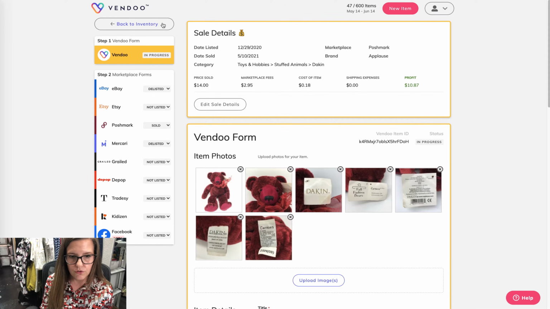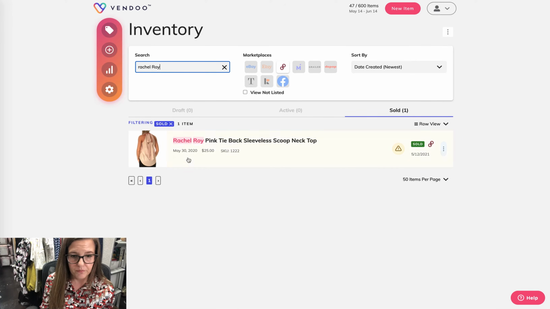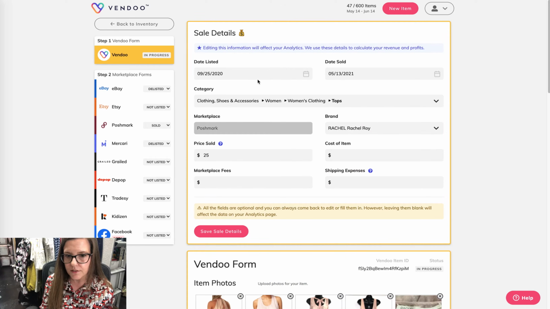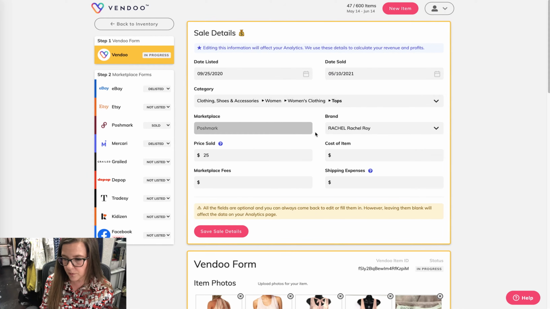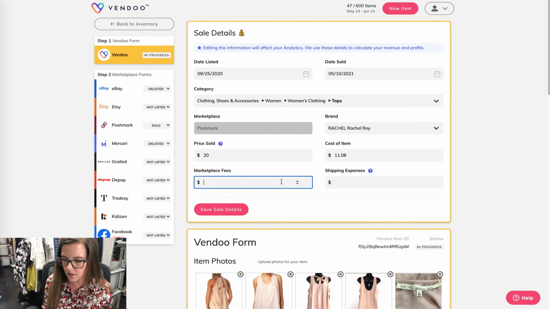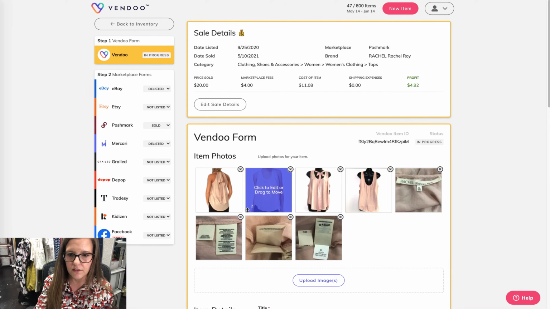Okay, now we're going to go to this Rachel Roy top. This is a bunch of the same, but keep watching. Maybe something will pop up. We're going to edit the sale details, and it sold on May 10th. And it sold on Poshmark, so that's correct. It sold for $20. The cost of the item, oh, you guys, $11.08. Got this out of a B&G box. It was no good. Fees were $4 from Poshmark and no shipping. Save sale details. We made $4.92. And so I'm writing that on my receipt.